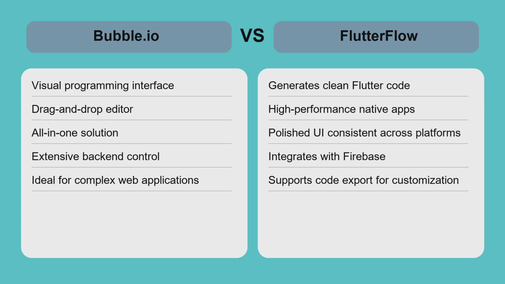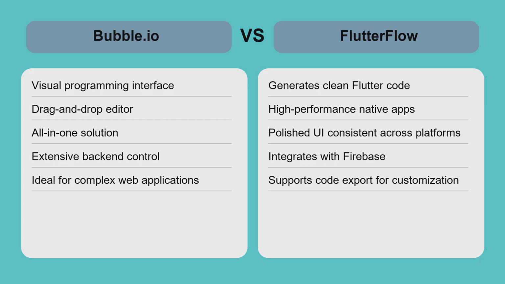For startups needing quick web solutions, Bubble is efficient. For projects demanding cross-platform native apps with high performance, FlutterFlow stands out. The trade-off is between Bubble's all-in-one web focus and FlutterFlow's native app quality with code export options. Choosing depends on whether web flexibility or native mobile experience is the priority.